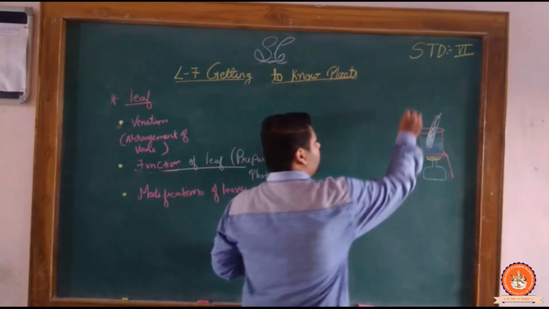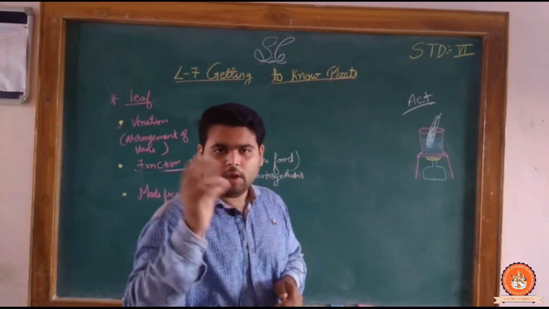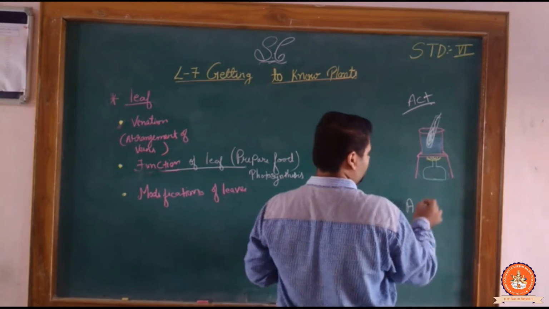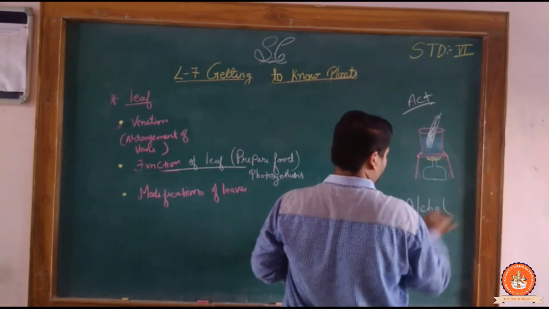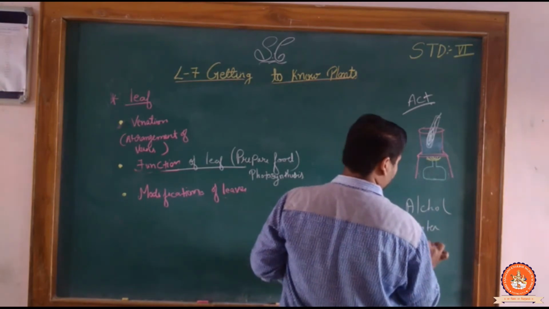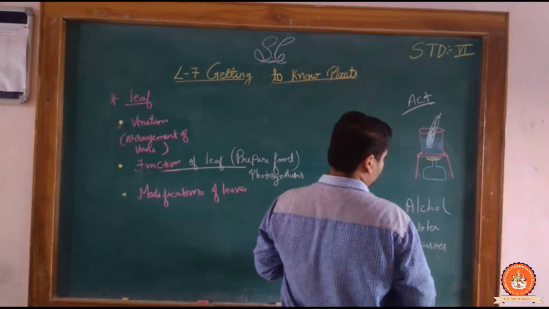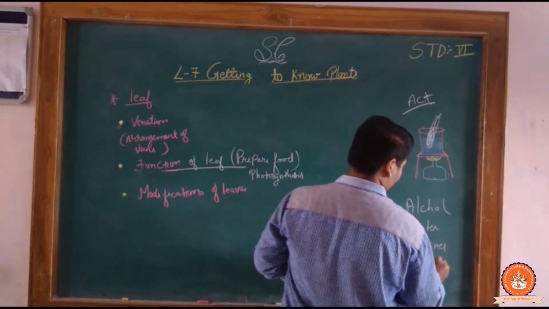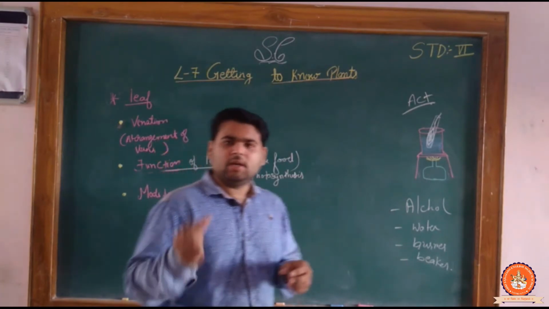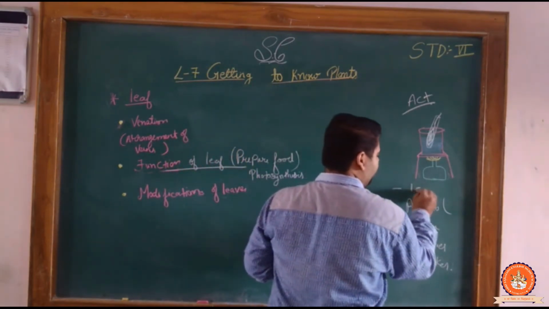Okay, so activity, what we have to do? We have to take alcohol, water, burner. Clear? Iodine. Now we have to just take, and another most important thing is the leaf.